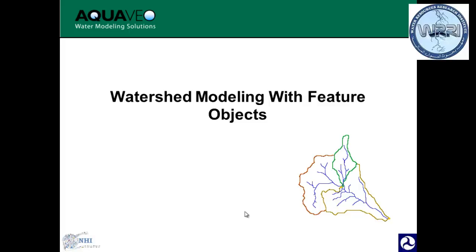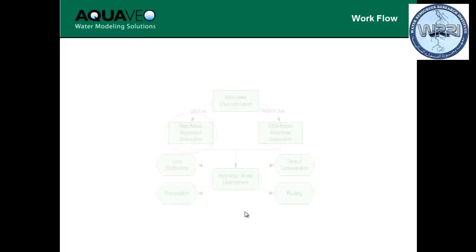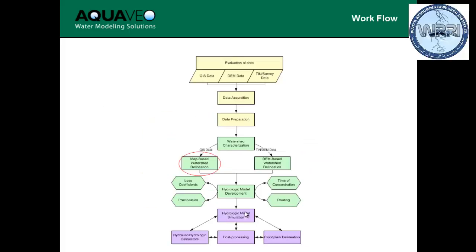Okay, so we're going to learn about watershed modeling with feature objects, and the thing that we're going to learn about is how to apply the rules of how feature objects are connected to create a drainage coverage. And we've kind of already talked about all this stuff. So far we've discussed some of these things like images, a little bit about getting data. Now we're going to talk about watershed modeling. So that's down here.